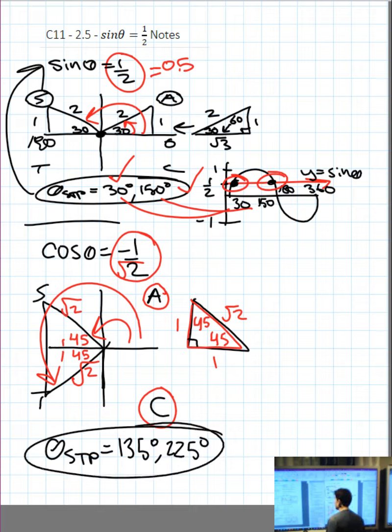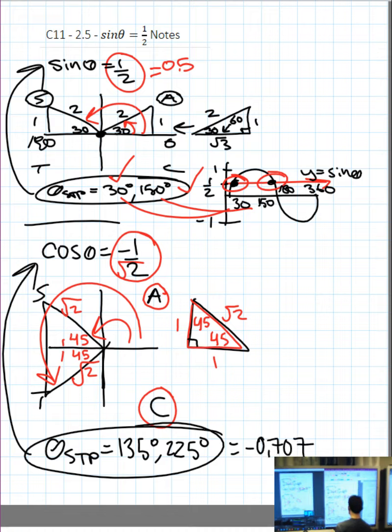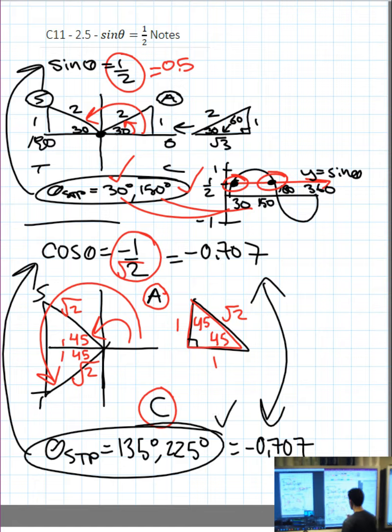Circle our answer. Take a look at the notes and see how I check those answers, typing the answers back in. Now, cos 135 is equal to negative 0.707. Well, is that correct? Well, let's type in the question. Negative 1 over root 2. Negative 1 over root 2 is also negative 0.707. So because they're equal, we know we did it correct.